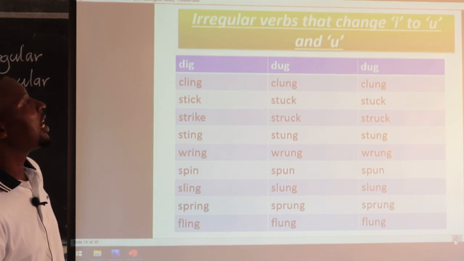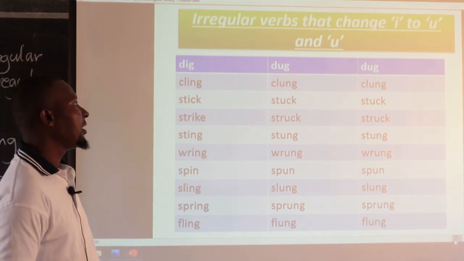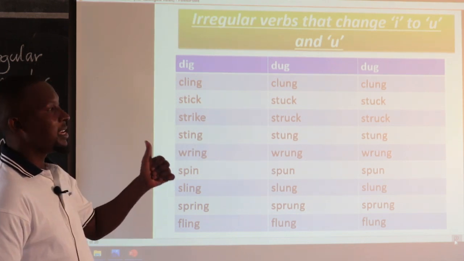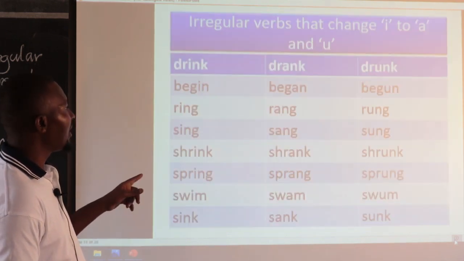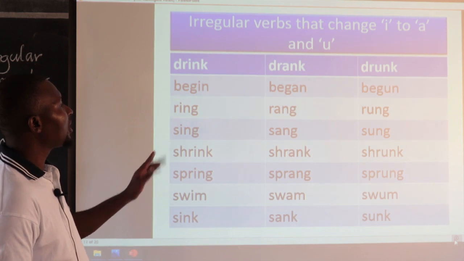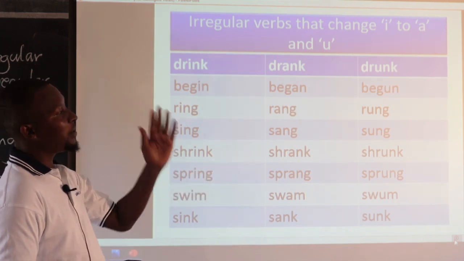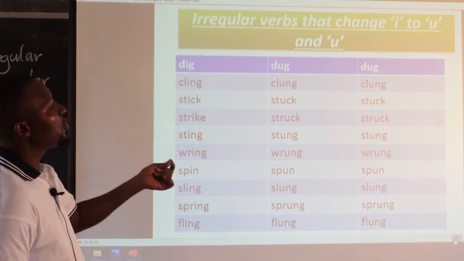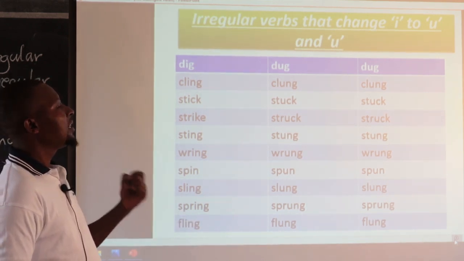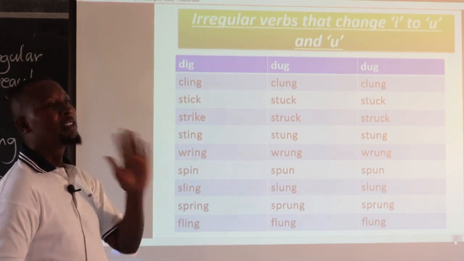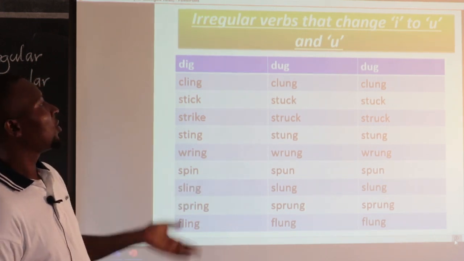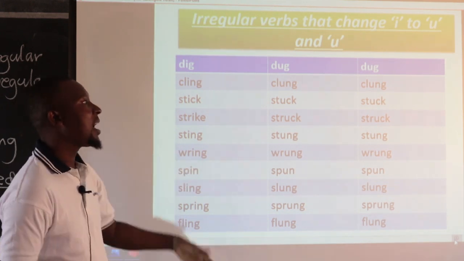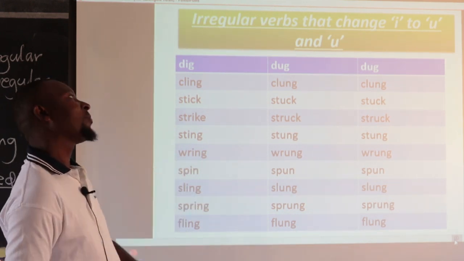Irregular verbs that change I to U and U. In this case, we have got where. These verbs are like the previous verbs, these ones here we saw. But they are different. This is A and U for past simple and past participle respectively. But in this case, we have got U and U. Dig. Dig, in the past simple, we shall have dug with U. We do not have dug with the A. So in the other case, we shall also have dug. It is as simple as cling, clung, clung. For past simple U and past participle U.